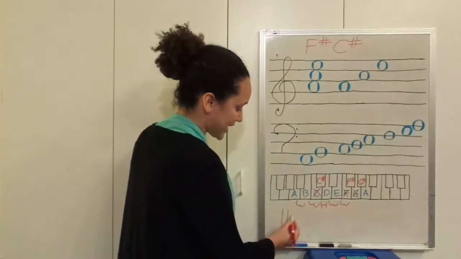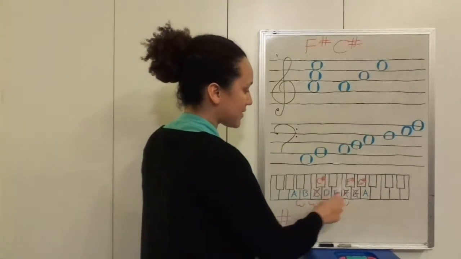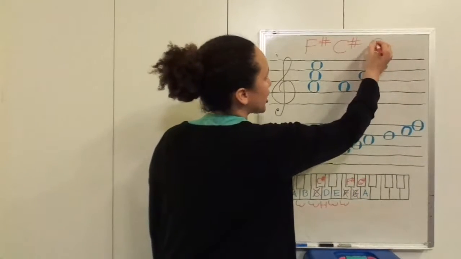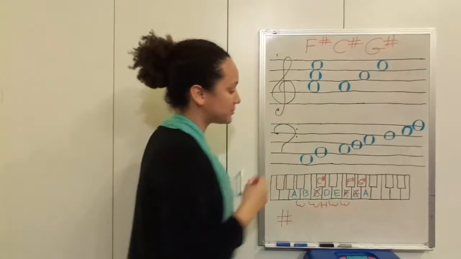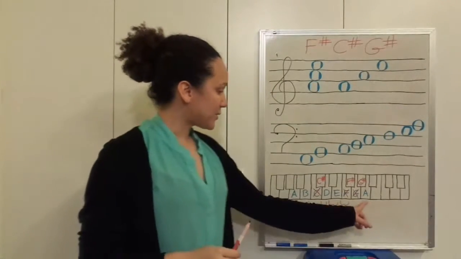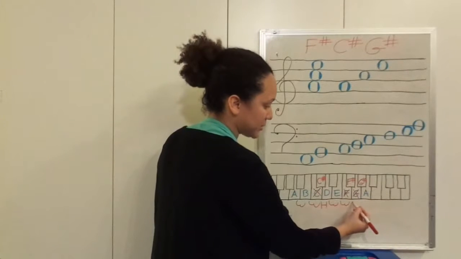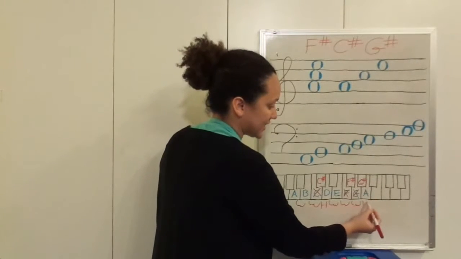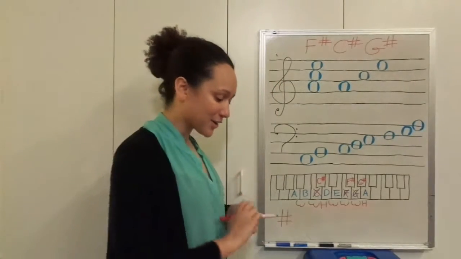Remember, the sharp looks like a big tic-tac-toe sign. So now we have the F sharp, the C sharp, and finally the G sharp. So I'll put that up here. G sharp. And then we have our A. So F sharp to G sharp has the G in between, so that gives us the whole step, and G sharp to A is a half step. So now we have our correct pattern.